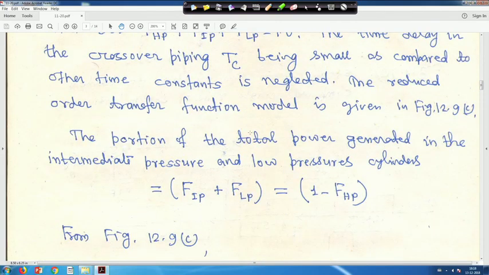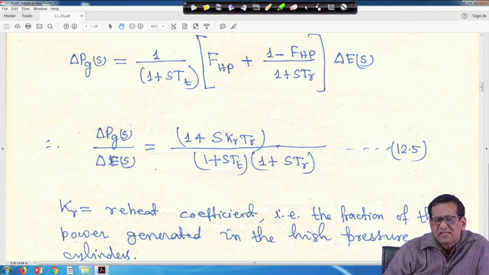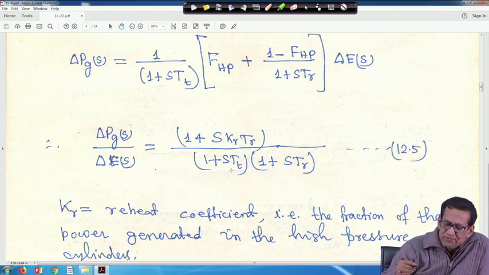So, from figure 9C, you can write delta PG is equal to 1 upon 1 plus STT into FHP plus 1 minus FHP upon 1 plus STR into delta ES. You go to figure 9.6 and easily you can write this. After simplification, delta PG upon delta ES, where S is the Laplace operator, is equal to 1 plus S KR TR upon 1 plus STT into 1 plus STR.